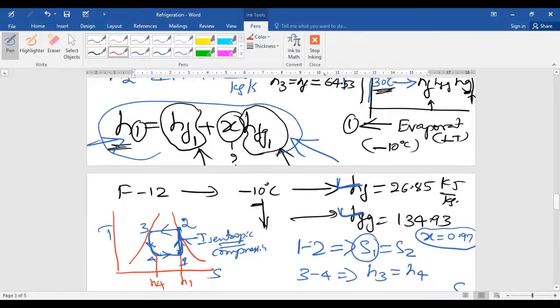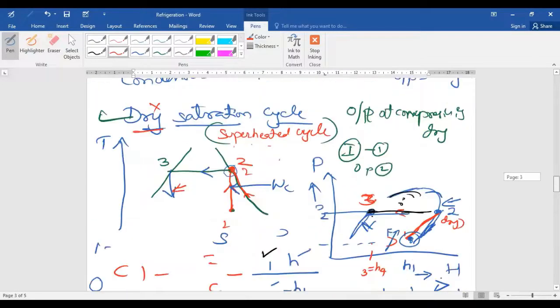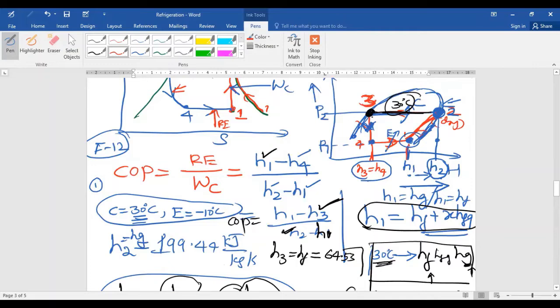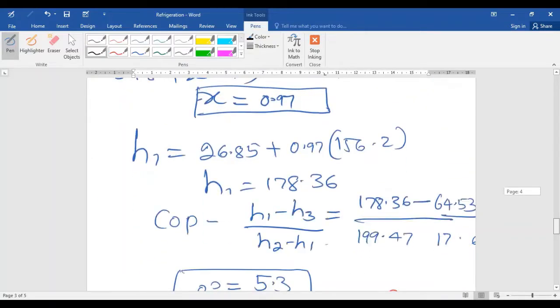Okay. In the pH diagram also, I will show you how it looks. Always, refrigerating effect is nothing but the amount of heat absorbed by the refrigerant. So the process 4 to 1 is the refrigerating effect. H1 is greater than H4, and H4 is equal to H3. You can take H1 minus H3 as the refrigerating effect, because we know the H1 value and the H3 value.